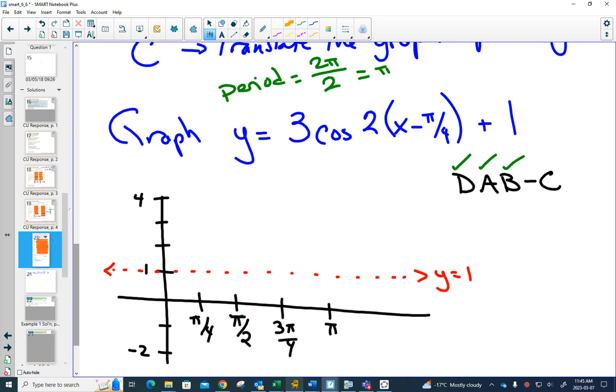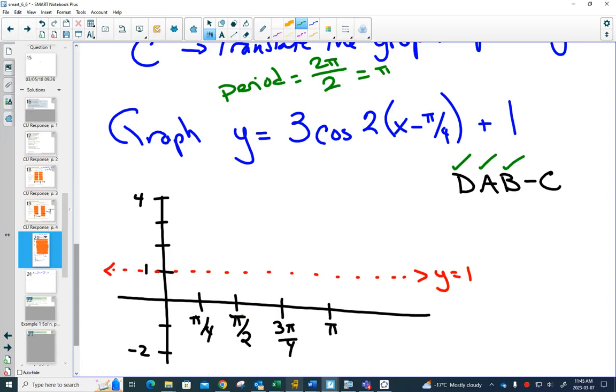It is probably the most intense one. You have to calculate your period, label your period, and split it up into 4 equal sections. Now that we've got our y-axis labeled, our x-axis labeled, we can do the dash part. The dash part says, draw your graph without the phase shift. What kind of graph is this? This is a cosine graph.